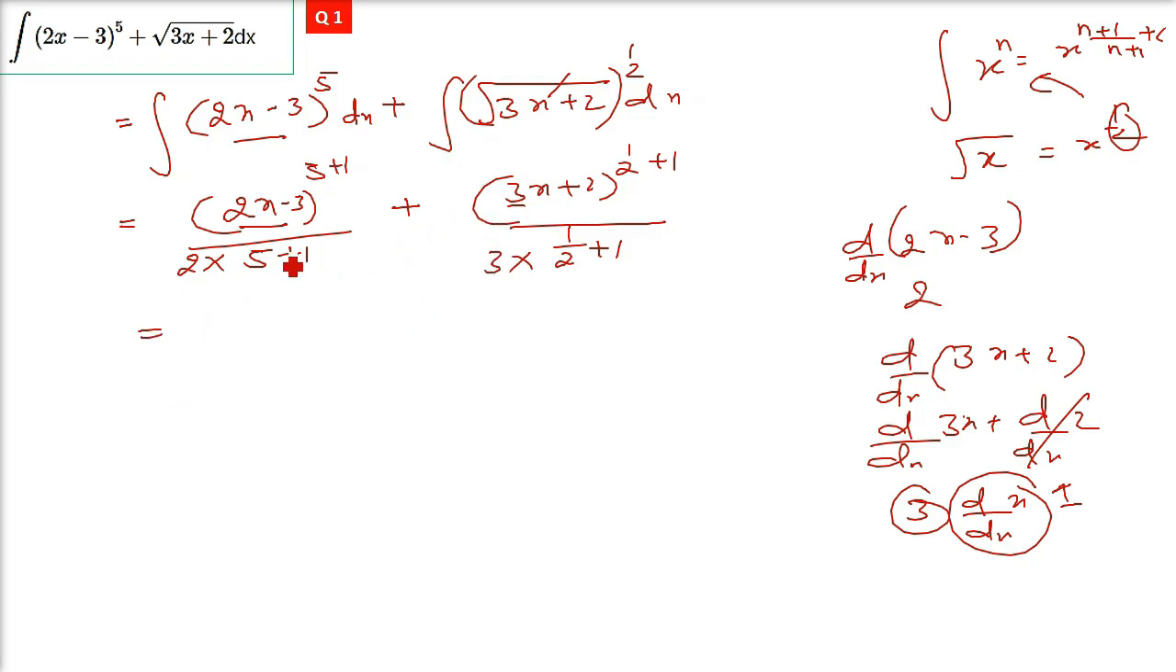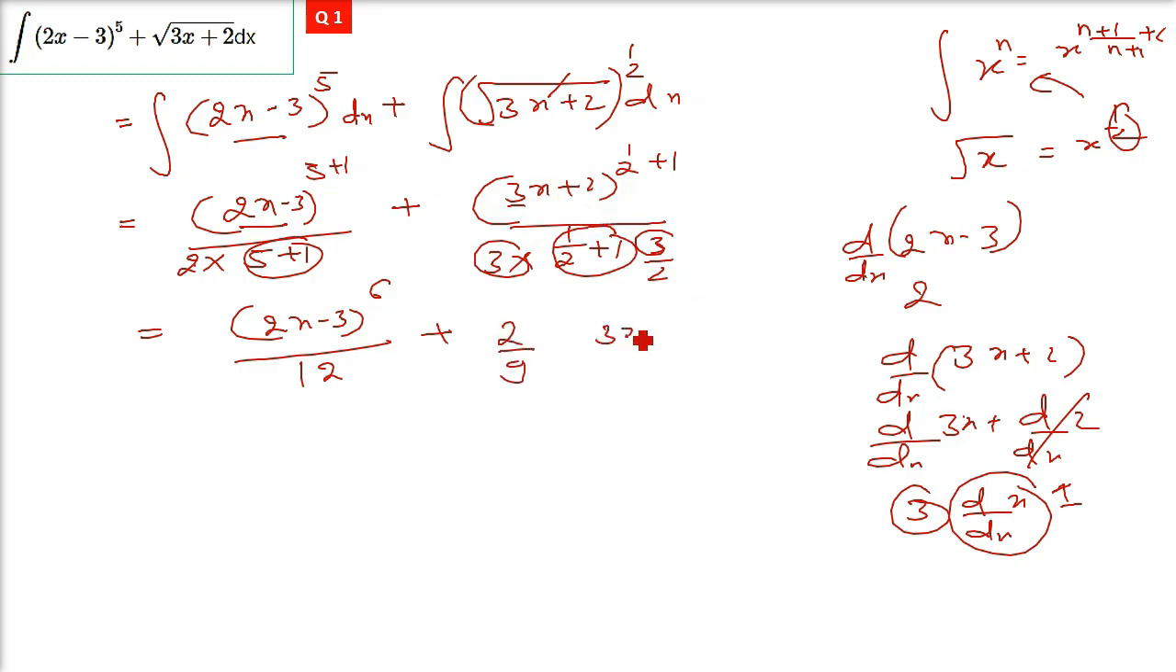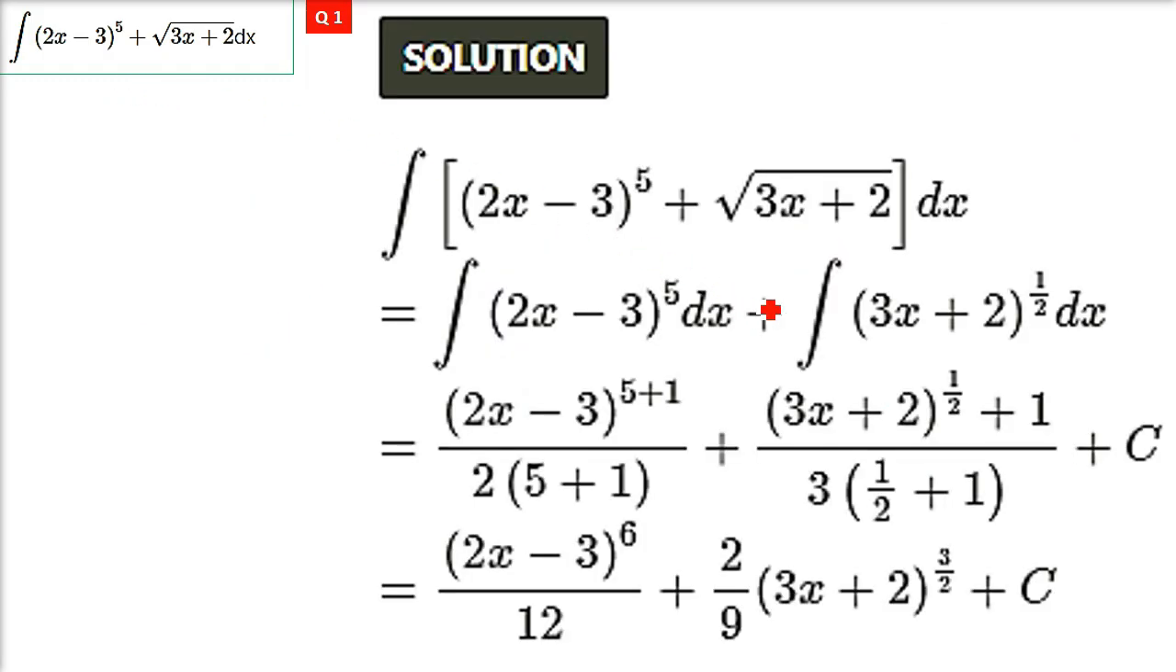So what is the final scenario? (2x minus 3) to the power 5 plus 1, that is (2x minus 3) to the power 6. This 5 plus 1 is 6, 6 into 2 is 12. Then we have this half plus 1 is 3 by 2. 3 into 3 is 9, 9 by 2, so it goes up as 2 by 9. And (3x plus 2) to the power half plus 1 is 3 by 2. And this is the constant of integration. This is your final result, which you are going to write on the right side as the explanation.